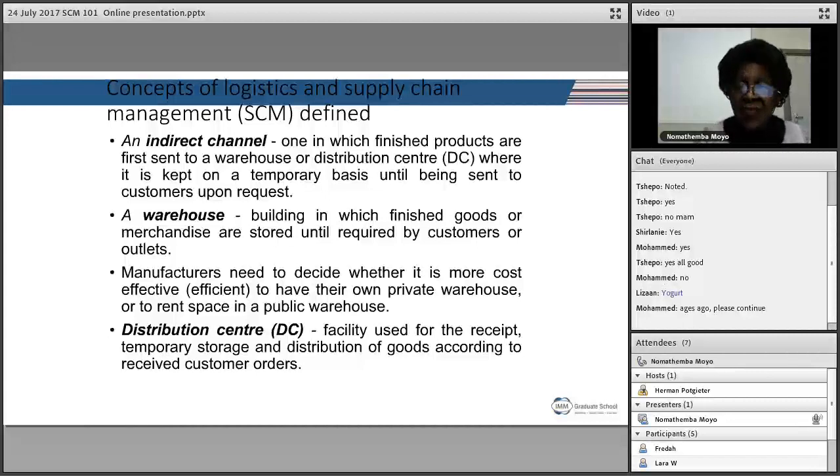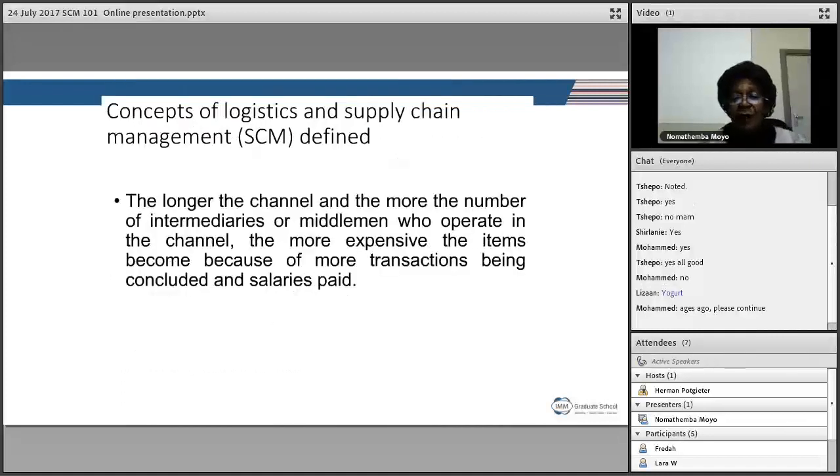Manufacturers need to decide whether it is more cost effective, that is efficient, to have their own private warehouse or to rent. Sometimes you might find that it's easier to rent a distribution center. Like I want to believe some of these big retailers, I'm not sure about Pick n Pay, but like ShopRite, might have their own distribution centers. It's a facility used for the receipt of and temporary storage and distribution of goods according to received customer orders.